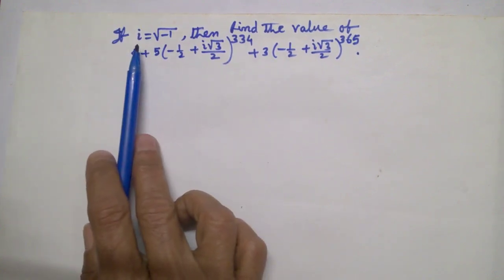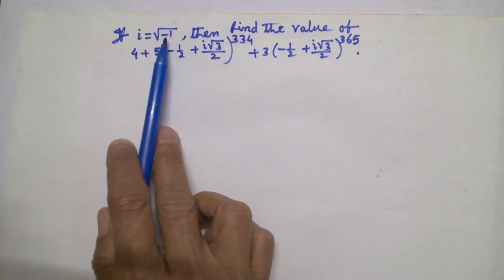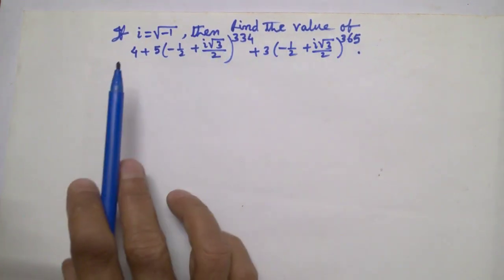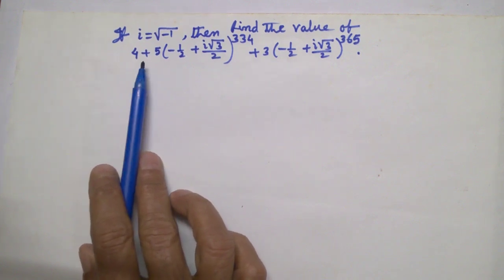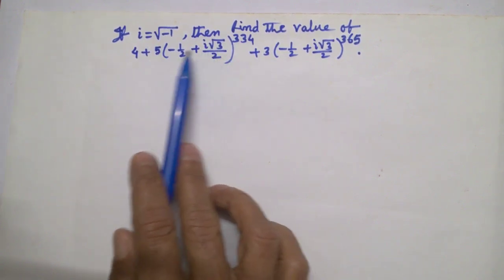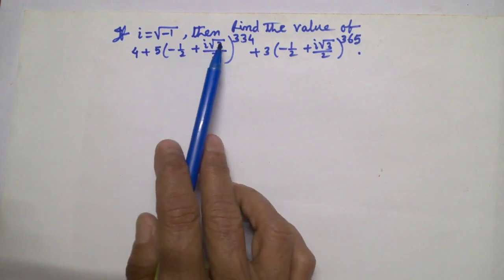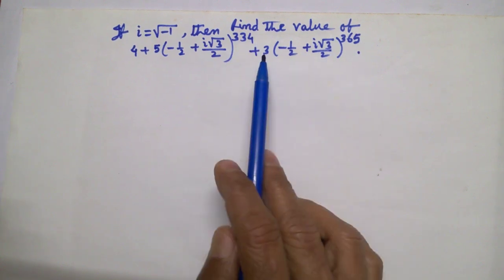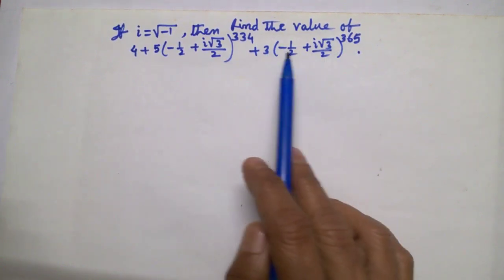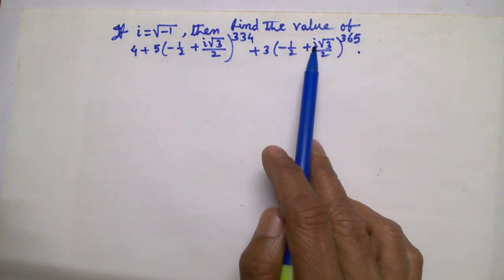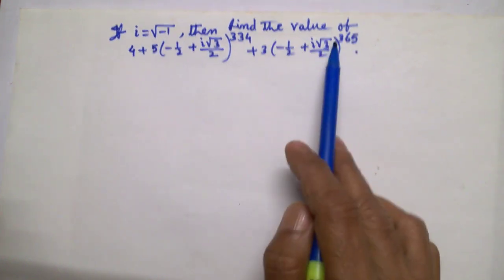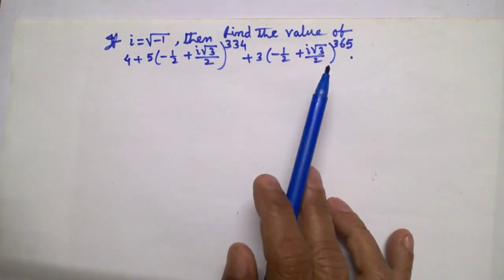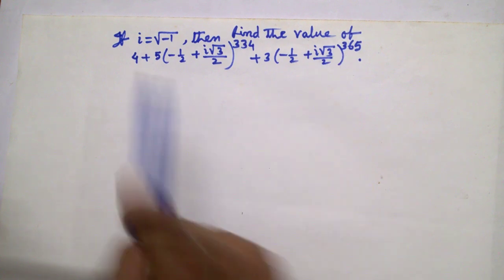If i is equal to under root minus 1, then find the value of 4 plus 5 (minus half plus i root 3 by 2) whole to the power 334 plus 3 (minus half plus i root 3 by 2) whole to the power 365. This is the question. Now solution.